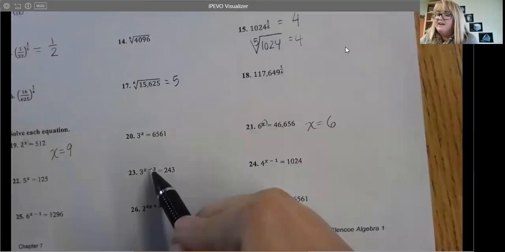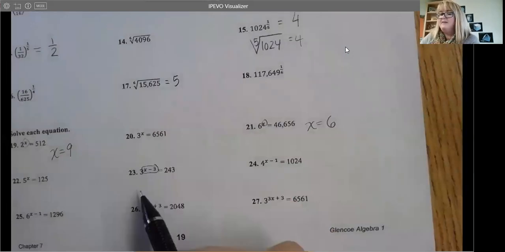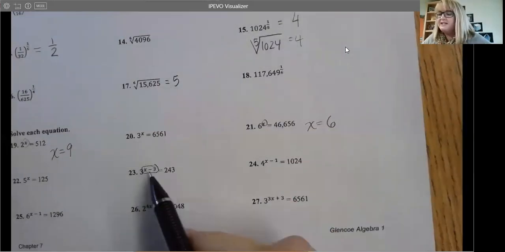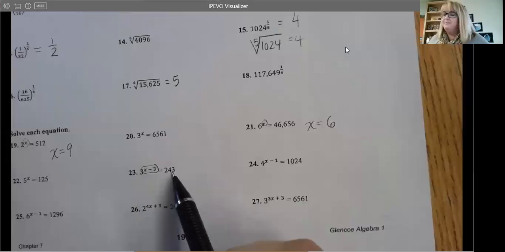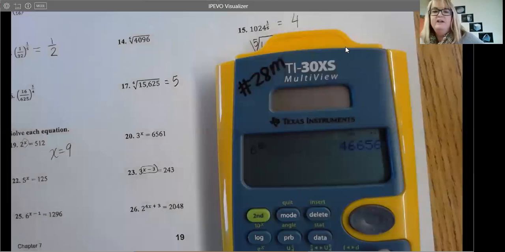All right, let's look at 23. This one's a little different. I've got to figure out what my exponent is first, and then I'll work on this. So 3 to what power is 243? So let's try 3 to the 4th power. Nope. 3 to the 6th power. Oh, 3 to the 5th power. 243. All right, it is 3 to the 5th power.